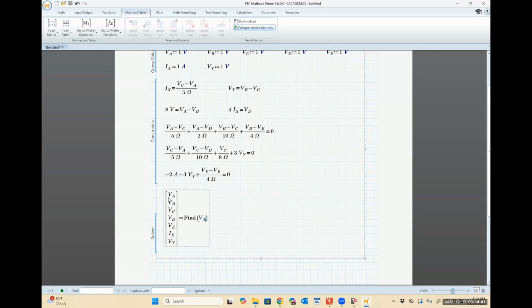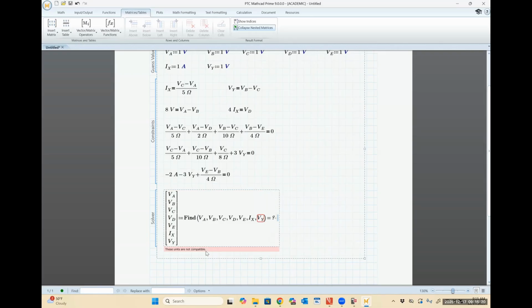So I'll have VA, comma, VB, comma, VC, comma, VD, VE, IX, and VY. And for what it's worth, I want these variables written in the same order as I put in that column, because what's happening is it's going to find the value of these and store them in that matrix. So I want to put them in the same order so that we get apples to apples. Finally, over here on the far right-hand side, I'm going to press just a normal equal sign, and I'm expecting an error.